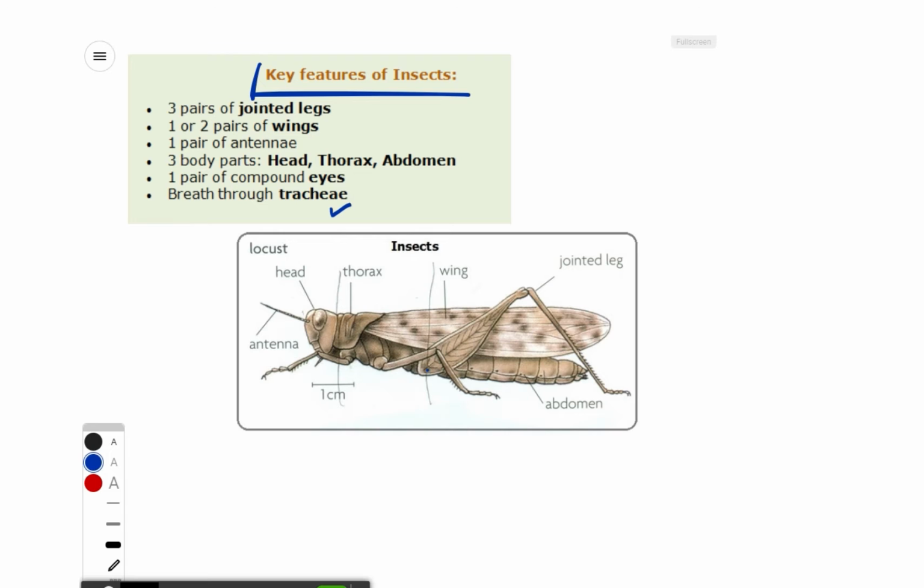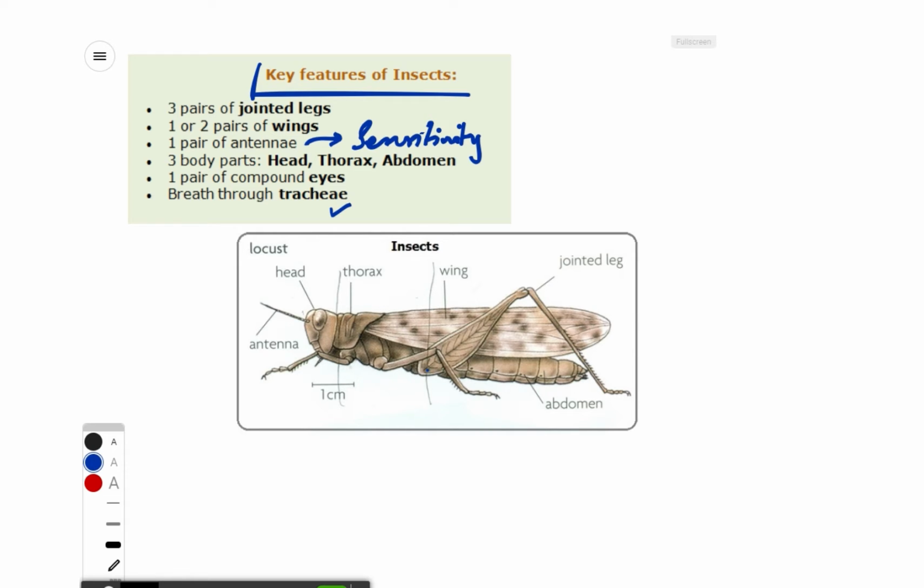The third one is that they have one or two pairs of wings. There will be one pair, or two pairs of wings. One pair of antennae is used for sensitivity, if a dangerous thing is coming, or they feel that something is going to happen. So the antenna is the thing which acts to sense.